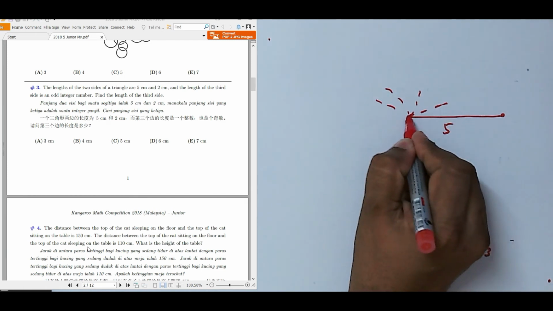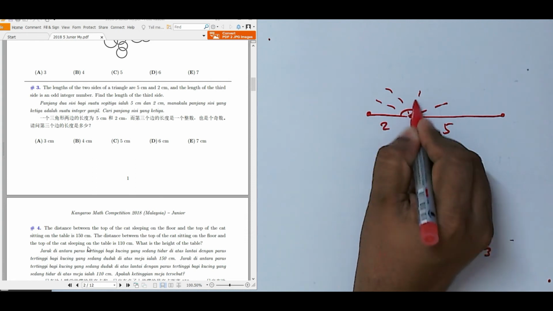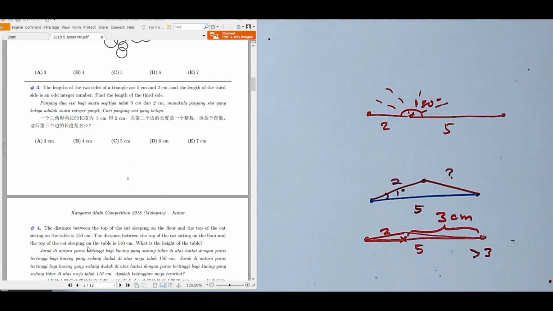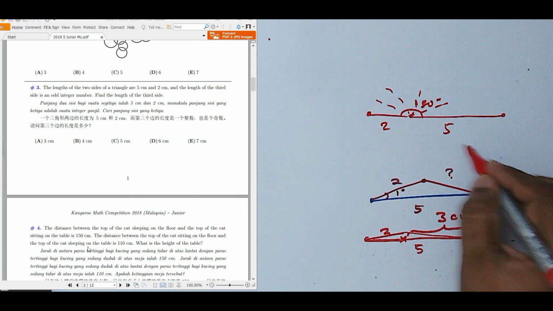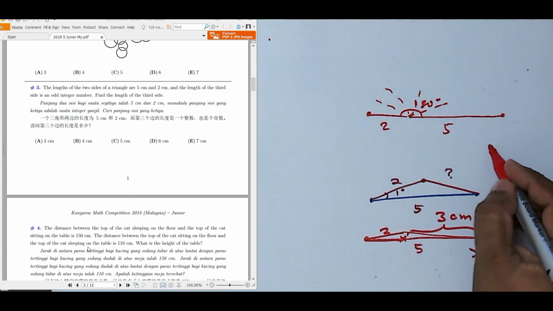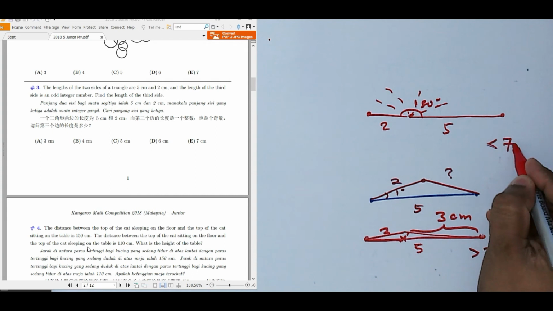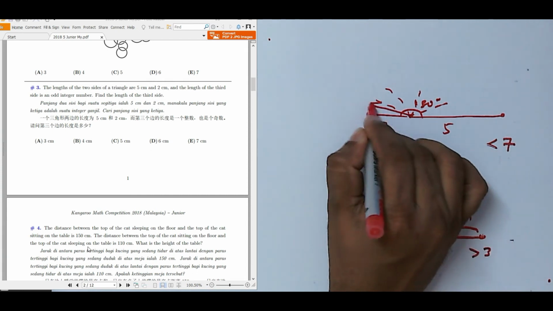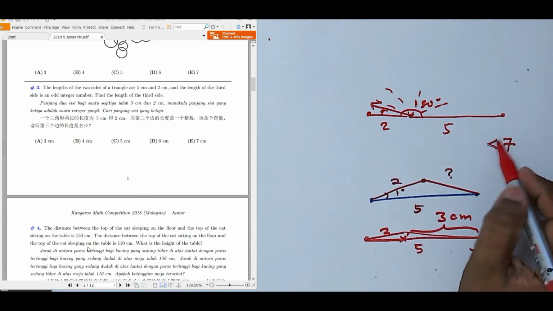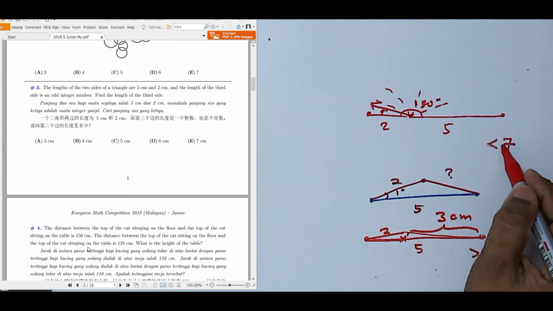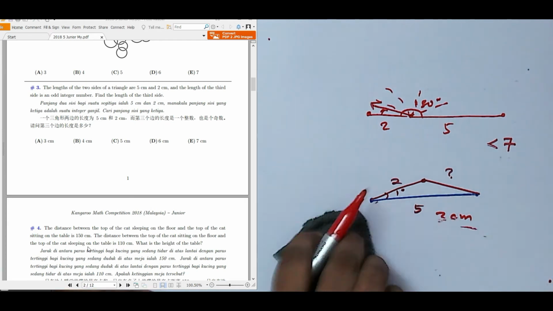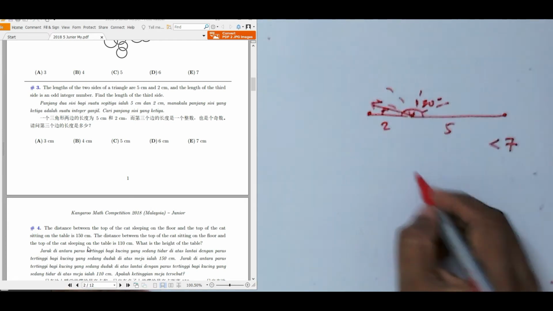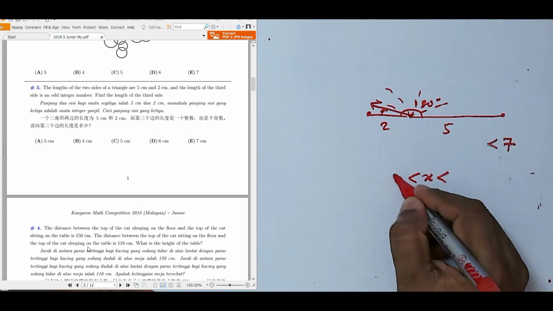If they say 180 degrees, there is no triangle. A triangle must be less than 180 degrees. So when I put it here, the other side could be less than 7, so it can be a little bit higher. That means the maximum of the third side is 7 and the minimum of my third side will be 3.